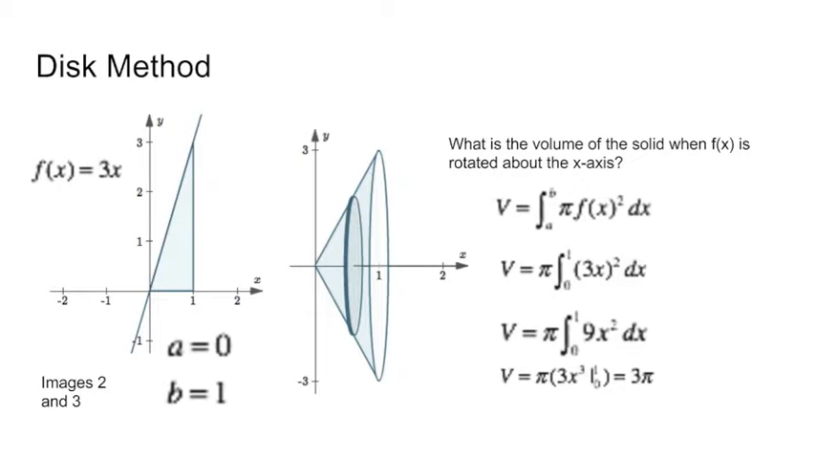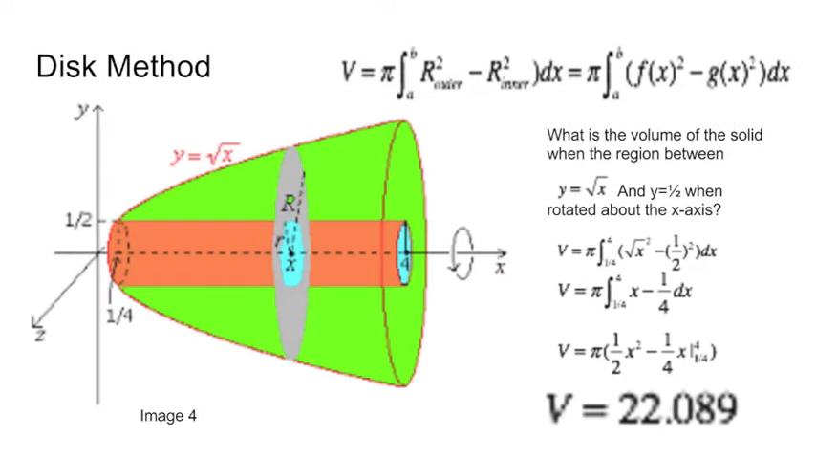This is because that is where the function intersects with the x-axis, which is what the function is revolving about. From here we get volume equals pi times the antiderivative of 9x squared from 0 to 1. Ultimately, we get volume equals 3 pi units cubed. This problem is very similar to the last problem, but the solid has a section that is hollow.